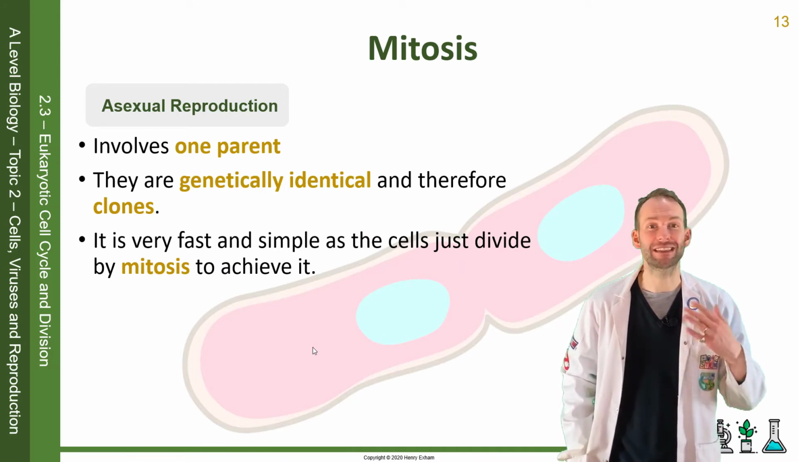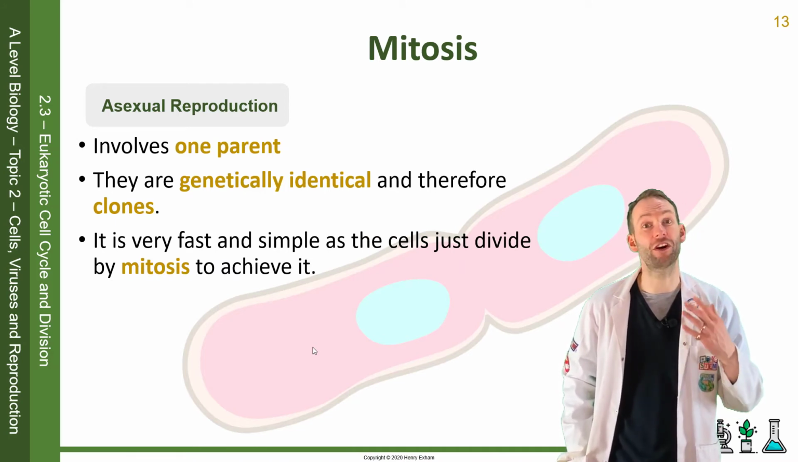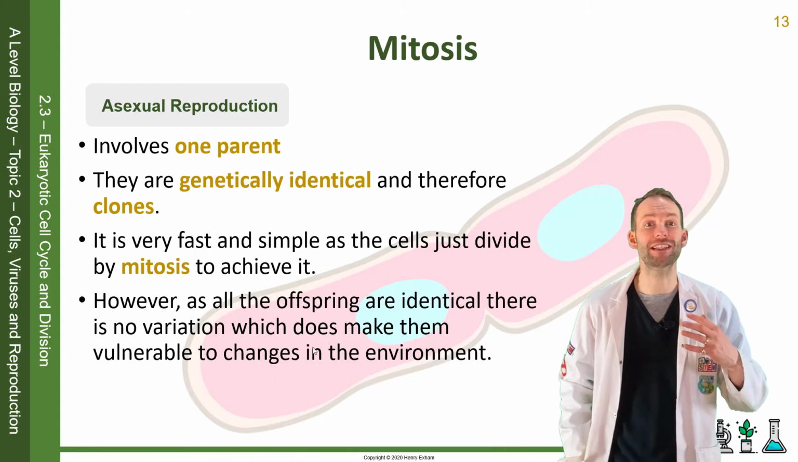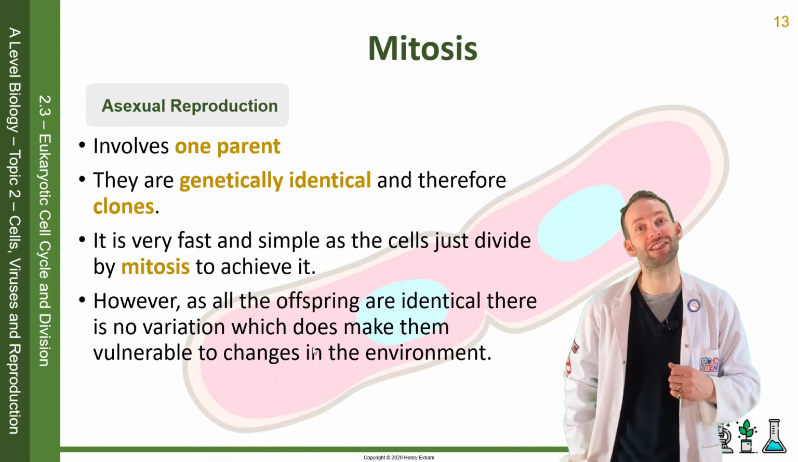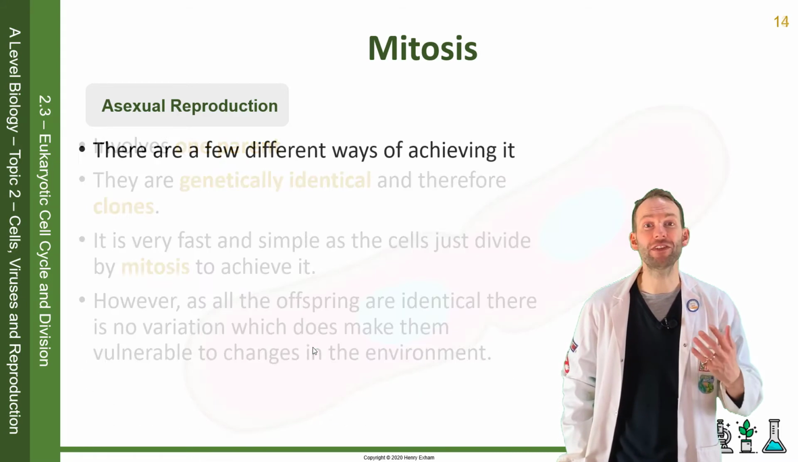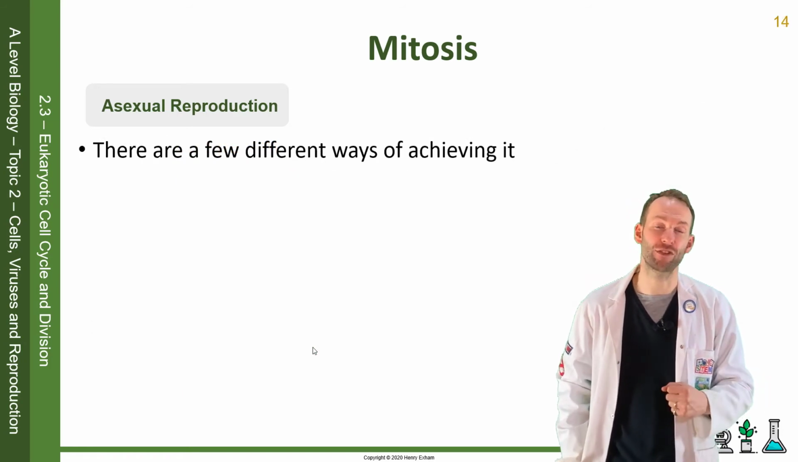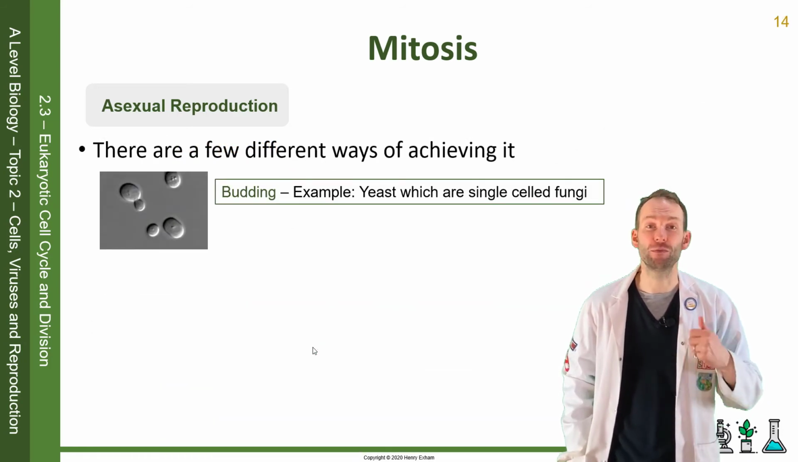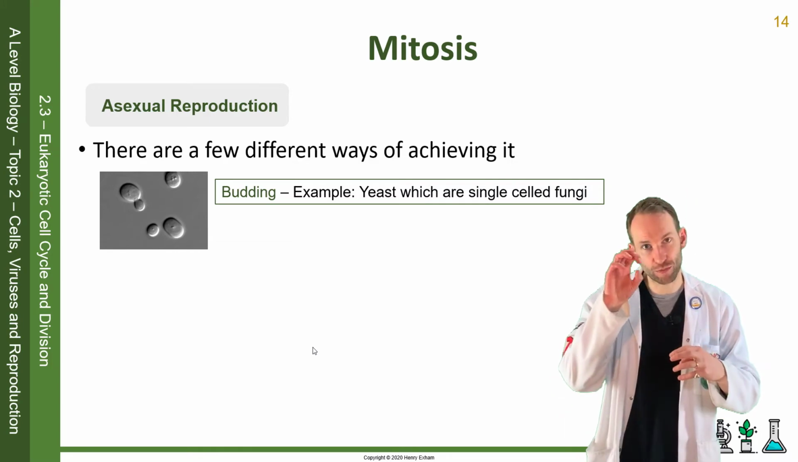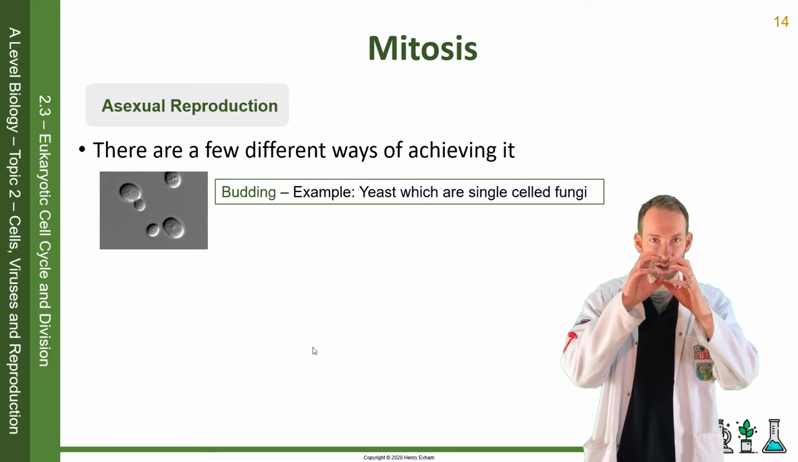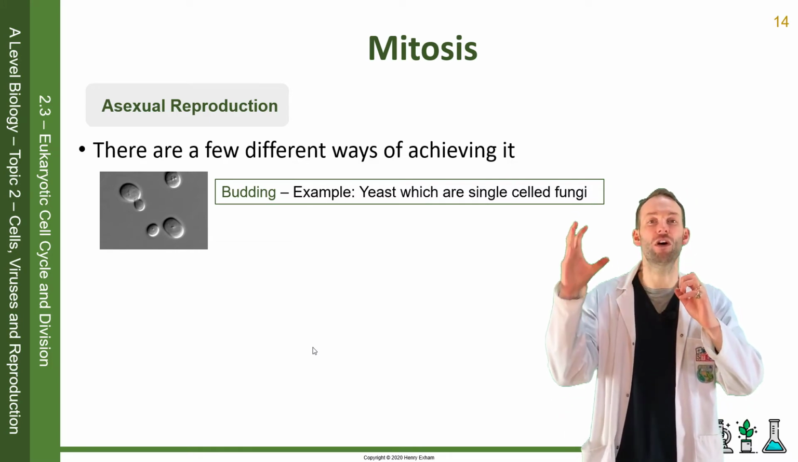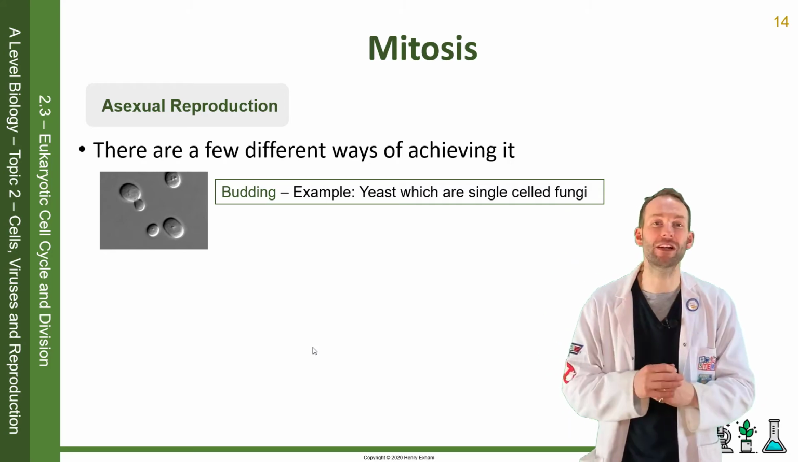Now, that's great because it's simple and it's fast, but all the offspring are identical. There's no variation, which does make them vulnerable to changes in the environment. There's various different ways of achieving asexual reproduction via mitosis. You can do budding, which you see in yeast, where a small part of the cell starts coming off like a bud, and that will grow into a clone of the parent cell.